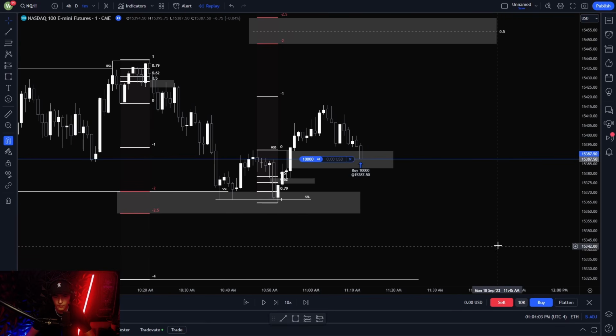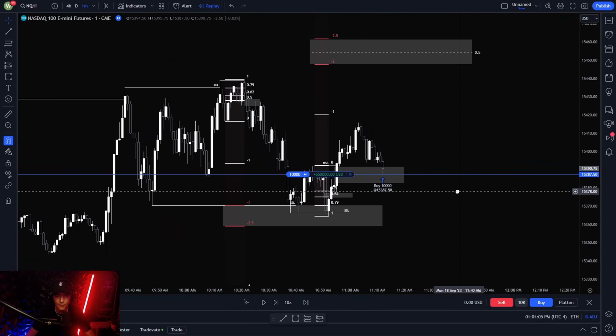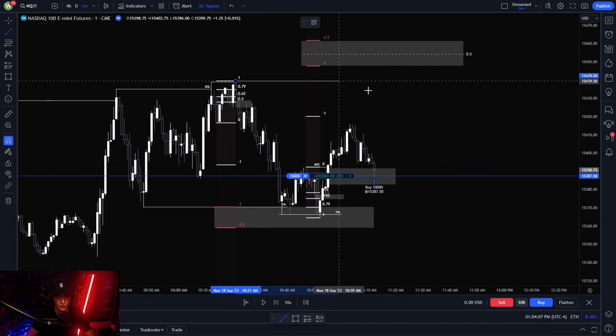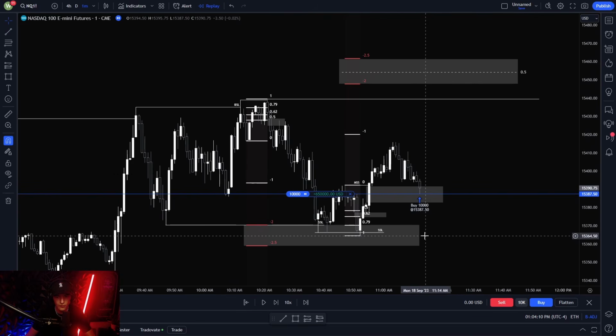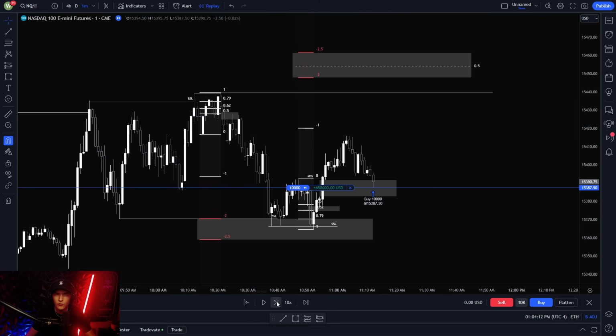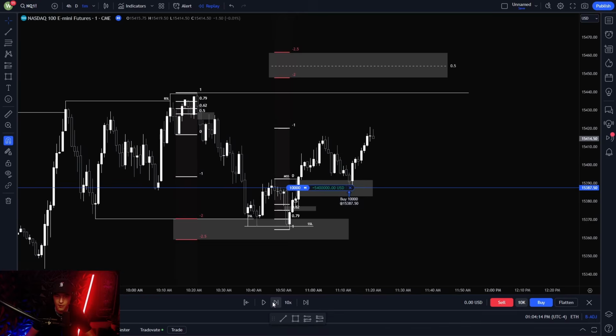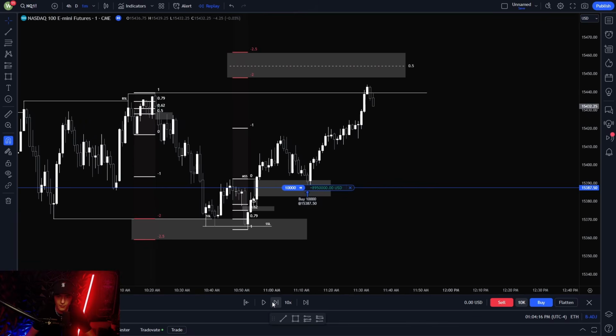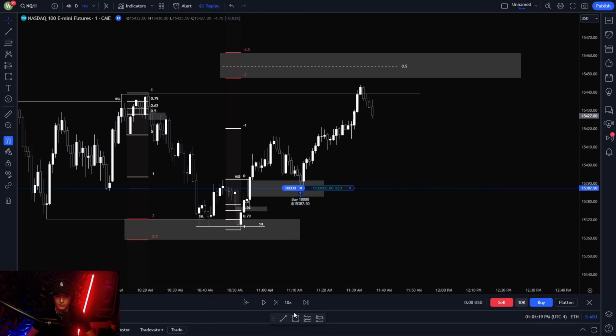We come in. I enter long in this fair value gap. What's my target here? First, buy side, 2 to 2.5. Notice where we go here. And where do we reject? Where do we stop? Gets bought back up. Goes straight to buy side. Do we continue higher? We do.